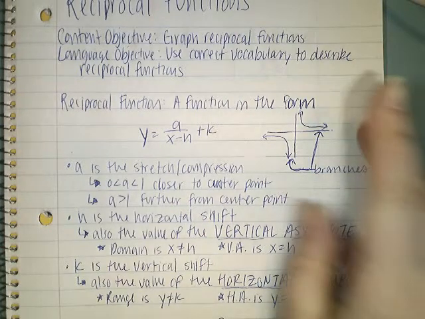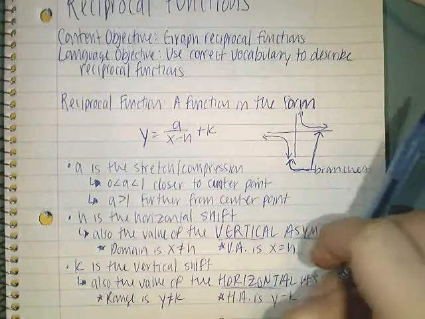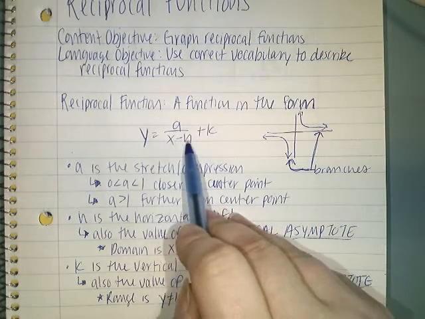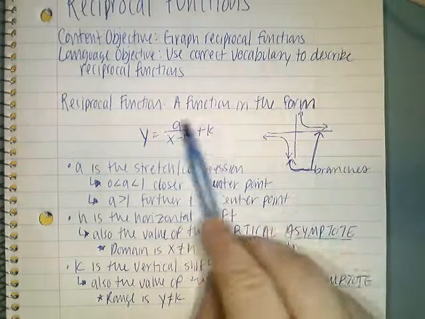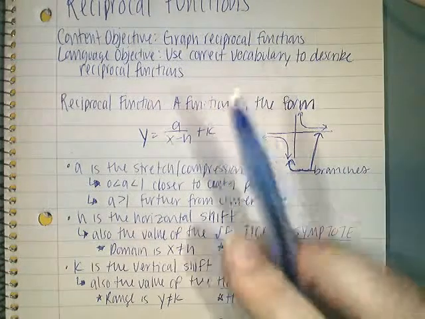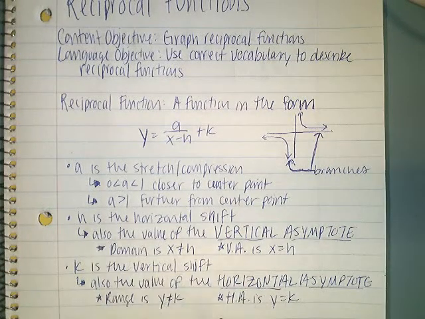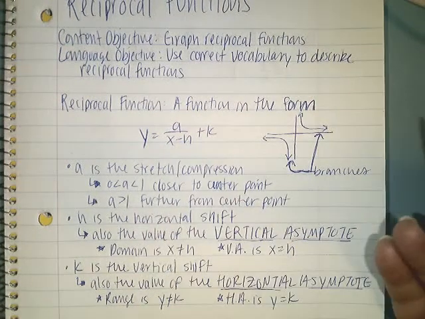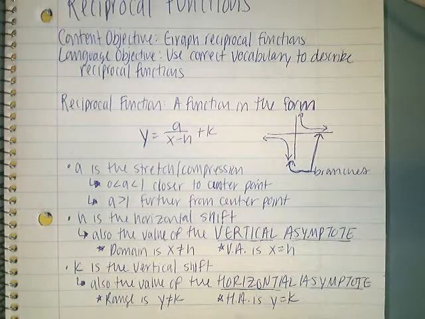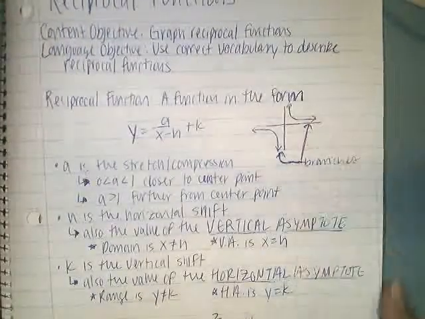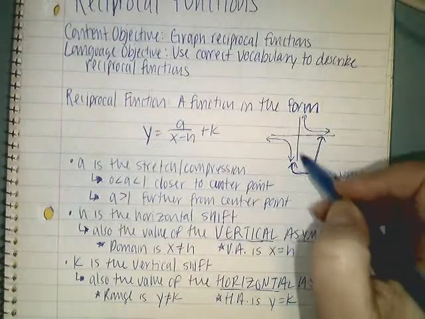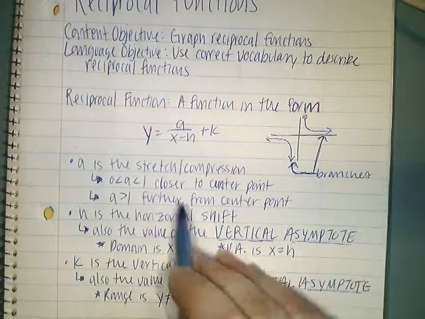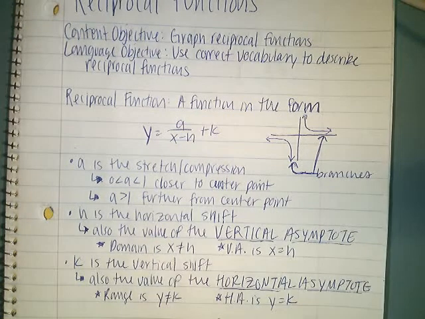h is the horizontal shift, so that again moves it left and right. So our h value down here, again, is always the opposite because there's a subtraction in the equation. So if it were x minus 3, it would actually move 3 in the positive direction. x plus 3 moves 3 in the negative direction. And h also tells us some super important information, because it tells us when our denominator would be 0, which results in our vertical asymptote. So our vertical asymptote, the line that our graph gets infinitely closer to in the vertical direction but never quite reaches, is always going to be at x equals h.